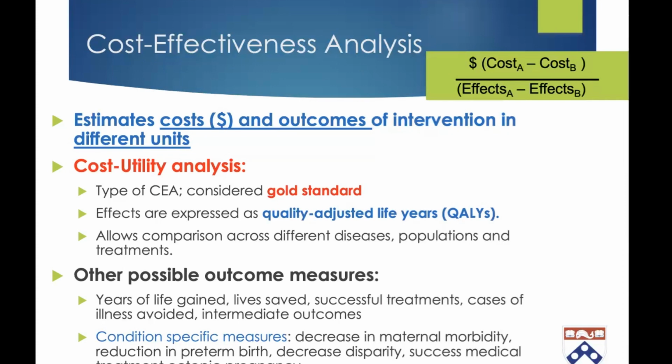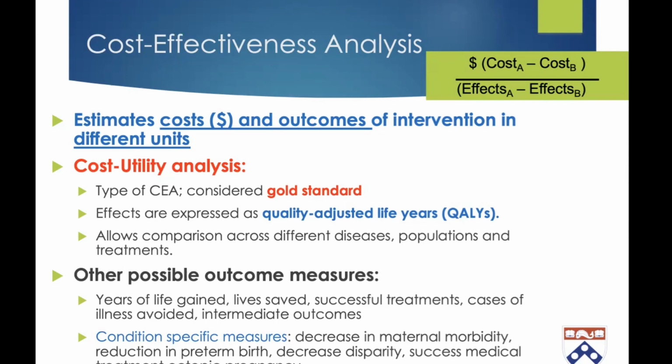the comparison really is what makes it the gold standard. Now, there are other possible outcome measures, and I actually generally encourage to have a second clinical condition-specific measure. You can use years of life gained, life saved, successful treatments, cases of illness avoided, other outcomes that are important for your condition. I like presenting a cost per improvement in your primary clinical outcome.